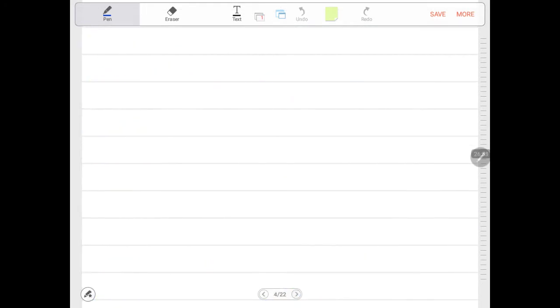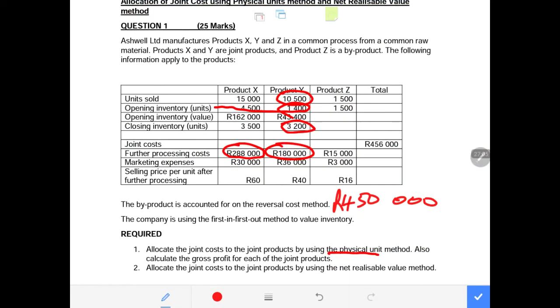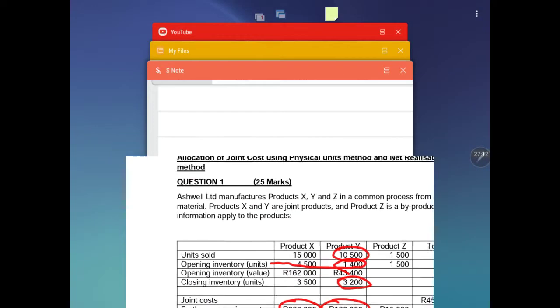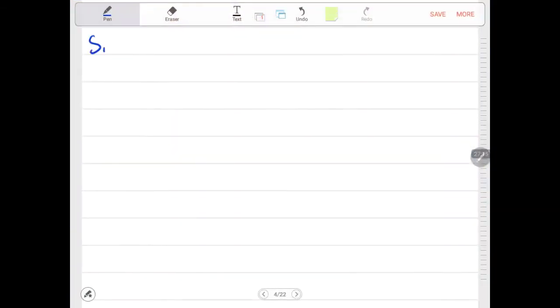Now we have calculated that. Then let's go now to our gross profit. We are calculating gross profit, responding now to the requirement. The requirement was also to calculate the gross profit for each of the products. Now calculating gross profit is very easy. We say sales, and it will be sales for the two products, first of all, product X and product Y.